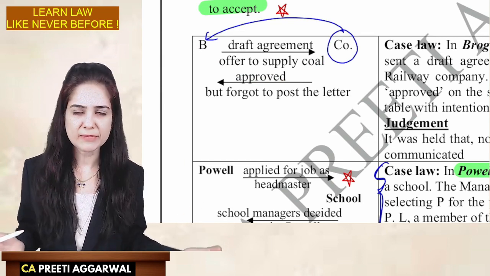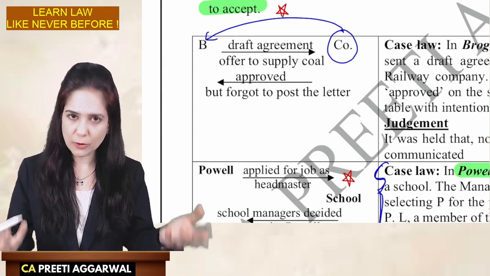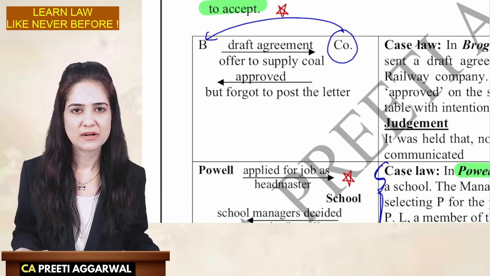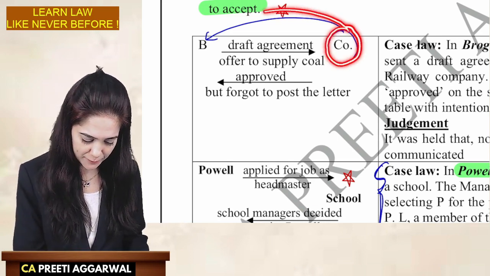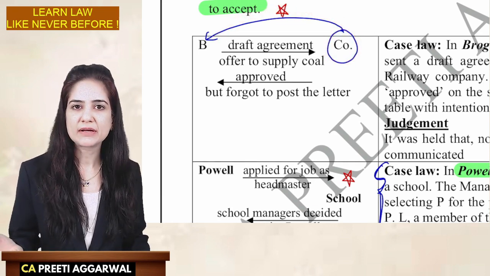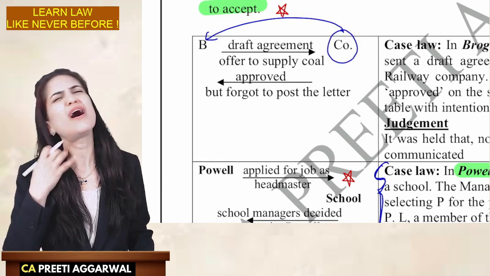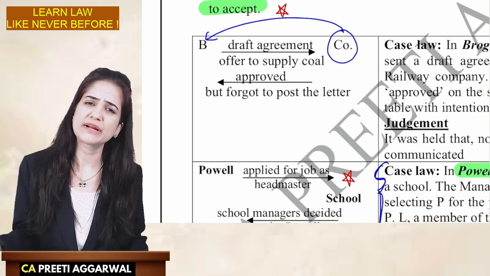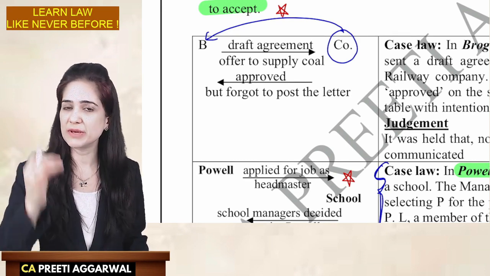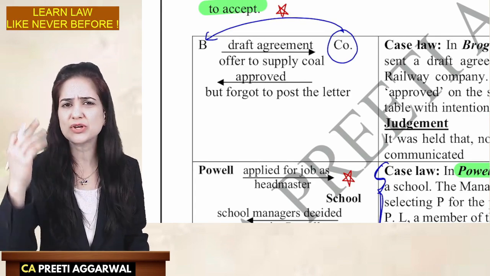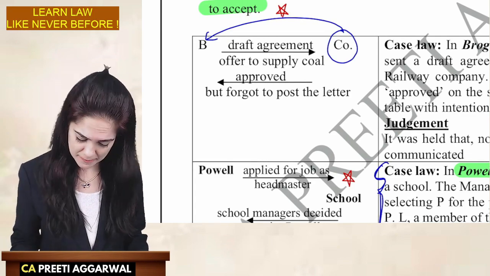Do you really think Mr. Brogden would have sent the coal without receiving any acceptance? No. Acceptance must be communicated to the other party. A mere mental determination, I wanted to accept, I even wrote a letter, that mere mental determination is not acceptance. Acceptance must be communicated either by words or action, but you need to communicate your acceptance.